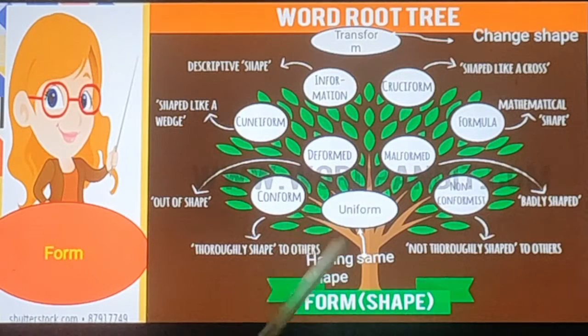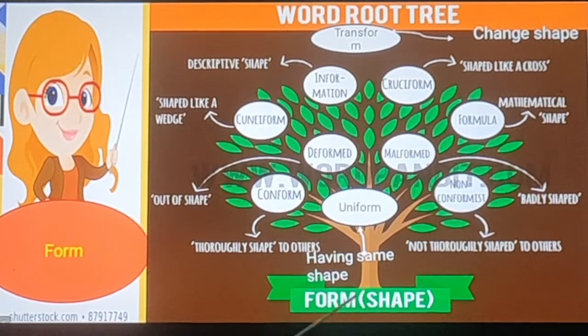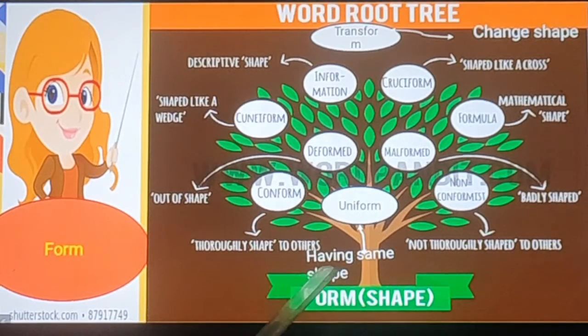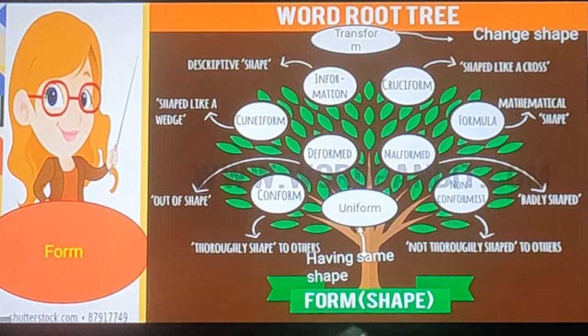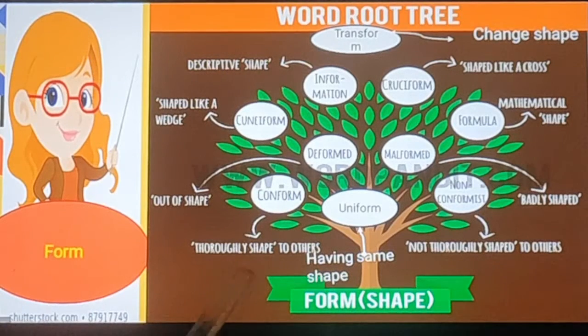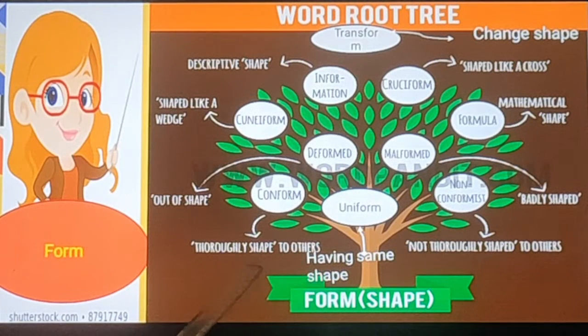Now next one, uniform. What is that? Uniform means what we already wear in schools and colleges. You are also wearing that uniform. So, having the same shape. Having the same shape is called uniform. And next, conform. What is that? Conform means thoroughly shaped to others, which means equal. Conform means thoroughly shaped to others.